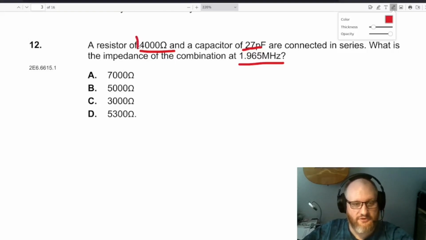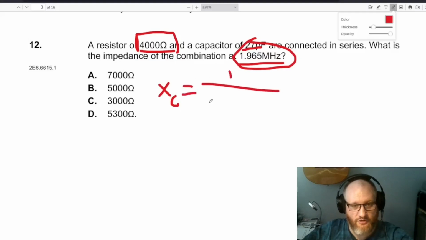So for the resistor, that's really easy. The impedance is going to be 4000 ohms. The capacitor is a bit trickier because it is frequency dependent, but we've got a frequency, so we can apply our formula for capacitive impedance, which is XC equals 1 over 2 times pi times F, there's our frequency, times C, 1 over 2 pi FC.